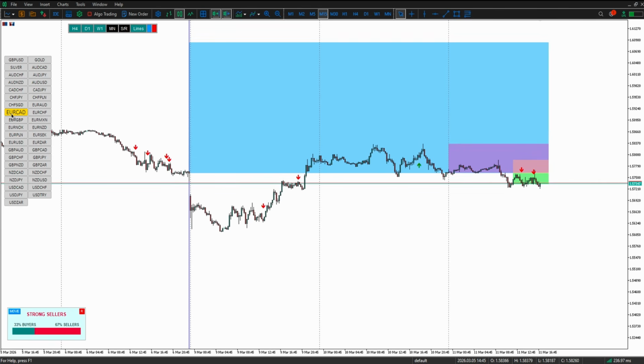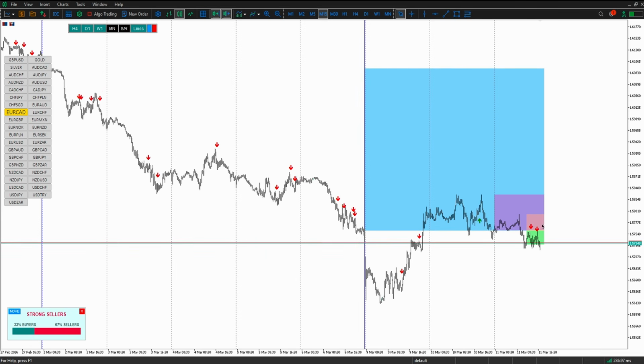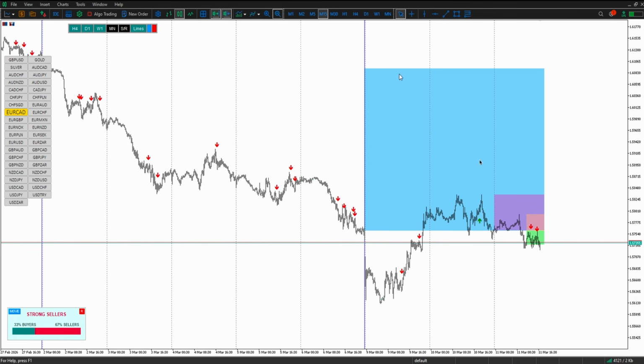So this is EURCAD. I shared this as a setup on the free Telegram also. You can see that the market pulled back inside of the weekly tradable zone to give some swing trading setups here. And then it also pulled inside the daily tradable zone, which is this purple zone, and it is giving some selling setups, and also on the 4-hour. So all these three zones are showing a sell pattern. Let's go and look at some other pairs.